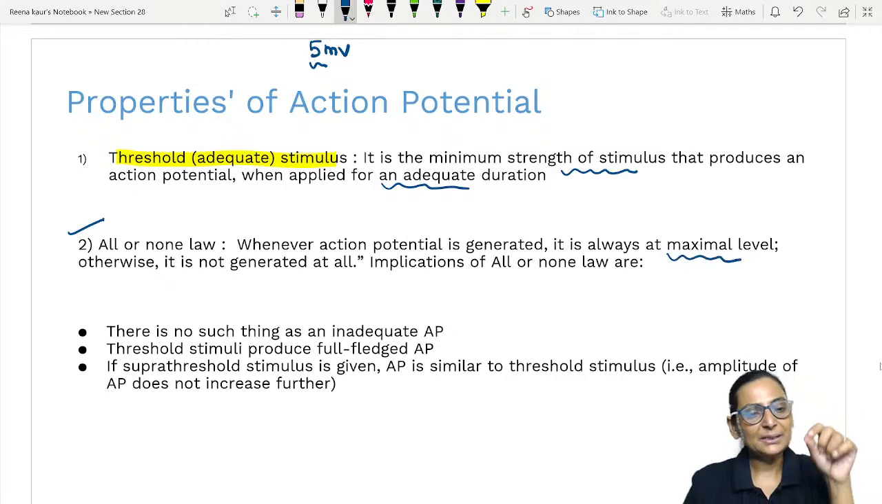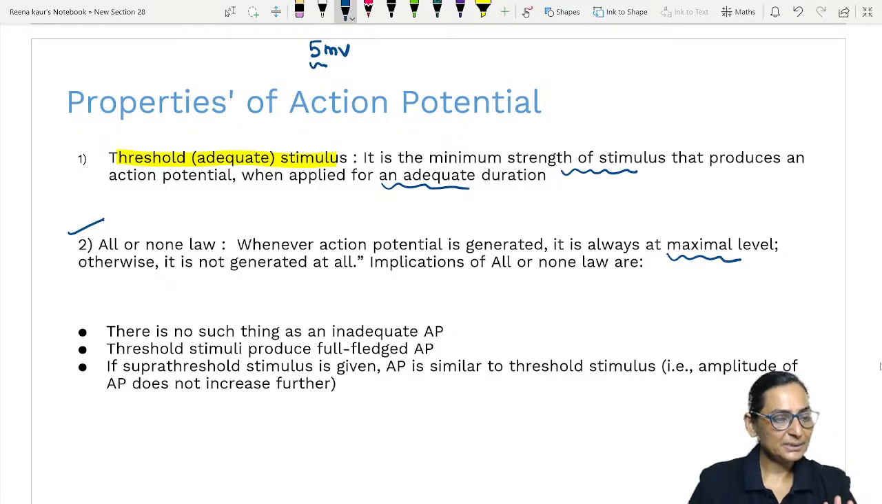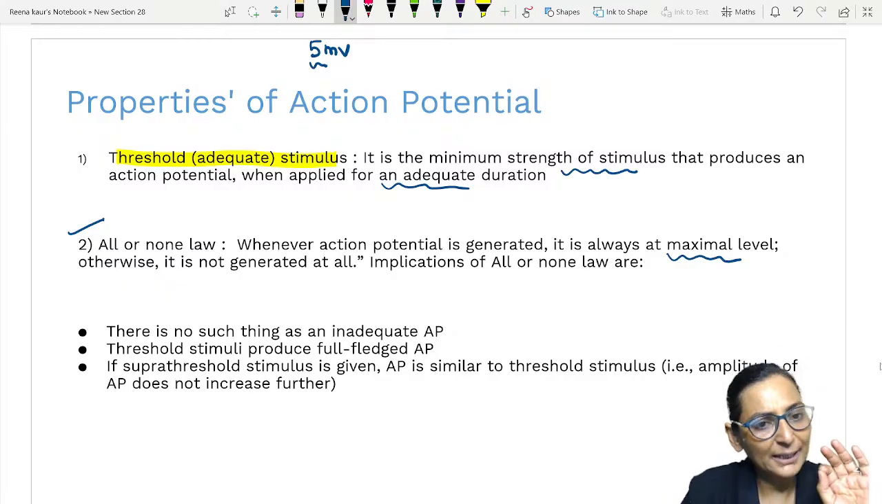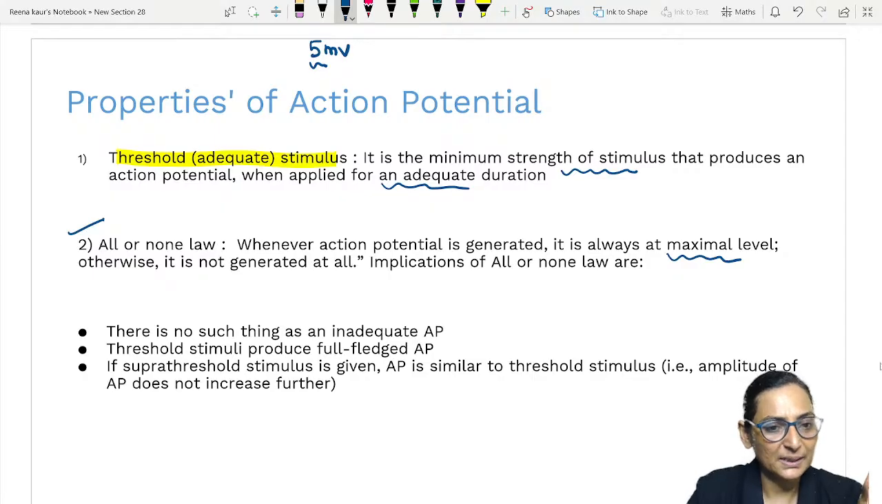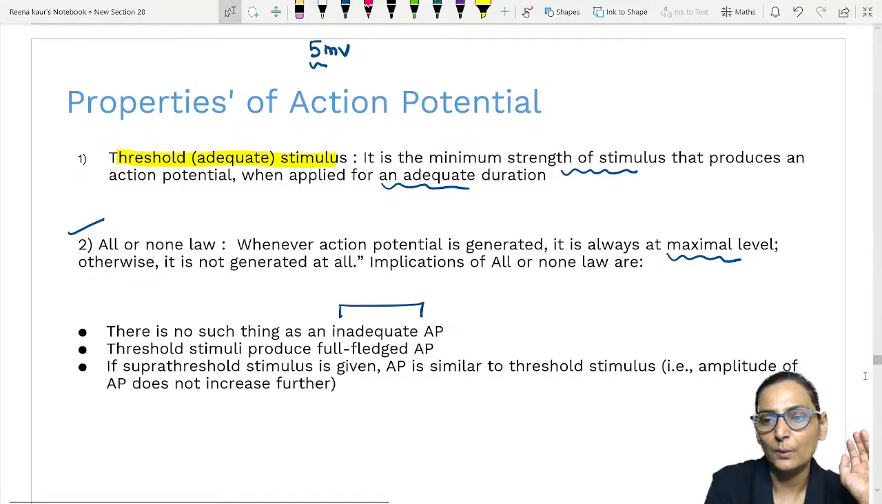maximally. मतलब अगर कोई एक्शन पोटेंशियल डेवलप हो रहा है तो या तो वो मैक्सिमम रिस्पॉन्स देगा या तो वो जनरेट ही नहीं होगा. ठीक है, मतलब अगर जनरेट होता है तो वो मैक्सिमम रिस्पॉन्स है, और अगर नहीं तो जनरेट ही नहीं होगा. सो देयर इज नथिंग विच इज इनएडिक्वेट एक्शन पोटेंशियल, दैट इज ऑल और नन लॉ.